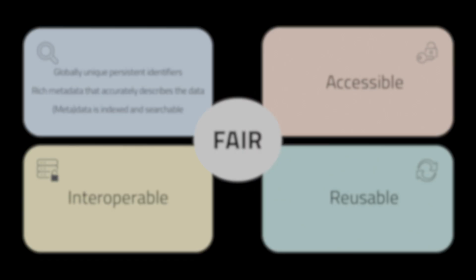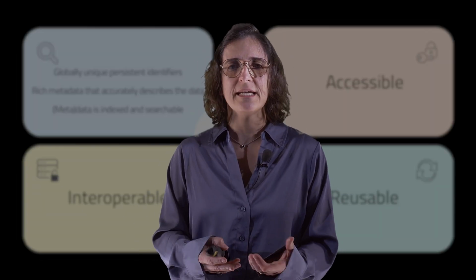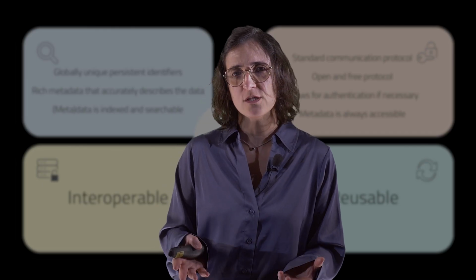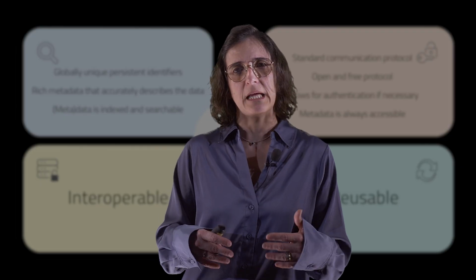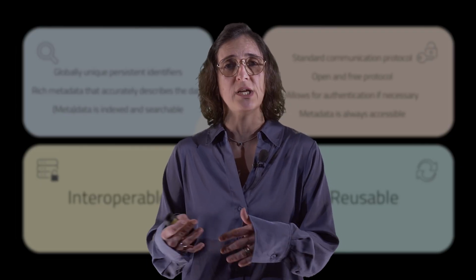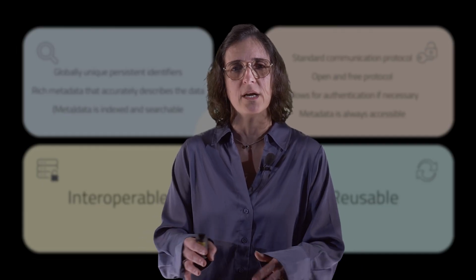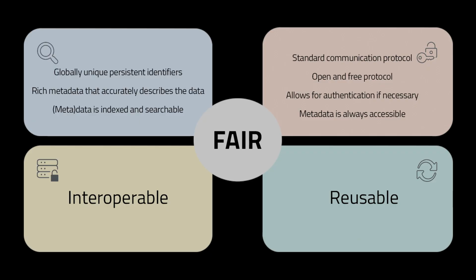And for data to be accessible, what is needed? So we need data to be made available in an open and free repository. If authentication is needed, it needs to be allowed, and the repository or database needs to use a standard communication protocol so that it can be interpreted by everyone and every machine. And also, metadata needs to be accessible at all times.